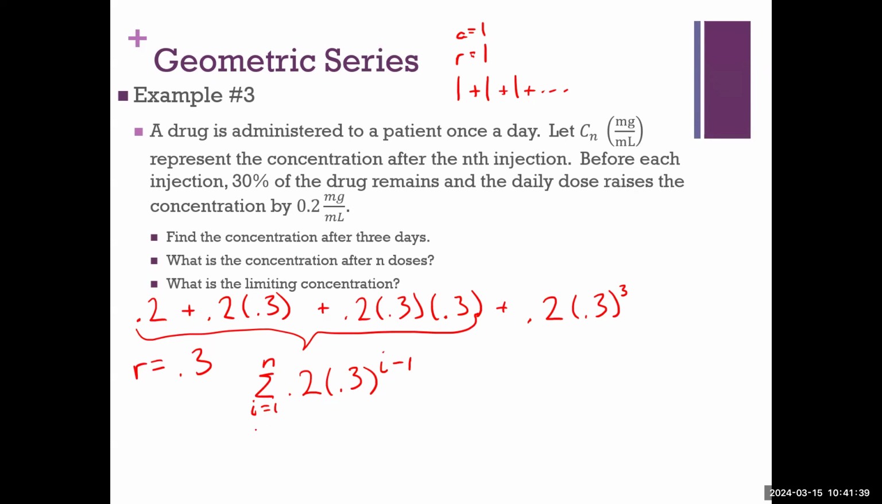So this is the concentration after n doses. Basically, I've got a formula for it now. With this sigma notation, I can plug in whatever. If it's been doing this for 100 days, I can say that n equals 100 and calculate this. But what if he's on this drug for a very, very long time? What will that limiting concentration be? First of all, is there going to be a limit? How do you know there's going to be a limit? r is less than 1. So r is equal to 0.3, and 0.3 is less than 1, and also bigger than -1. So we should be able to find this limit, right?